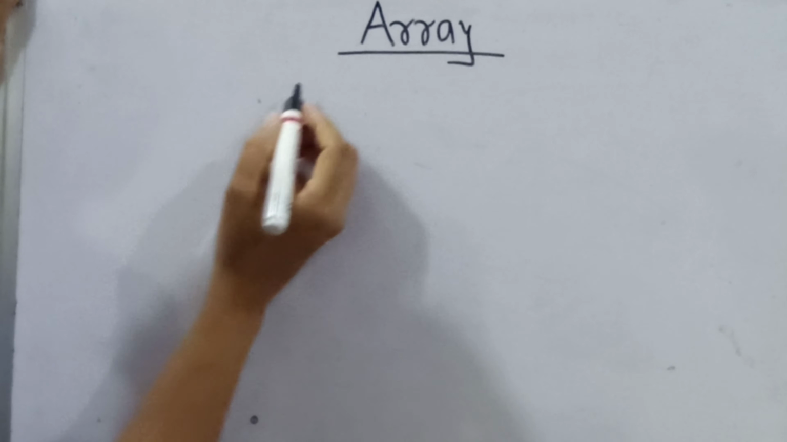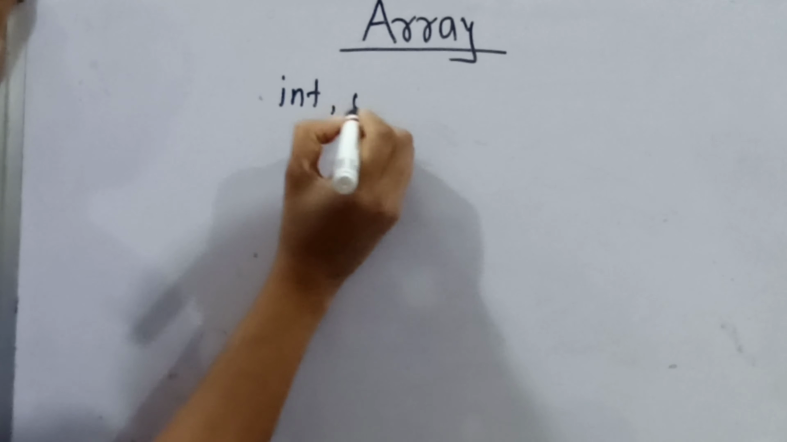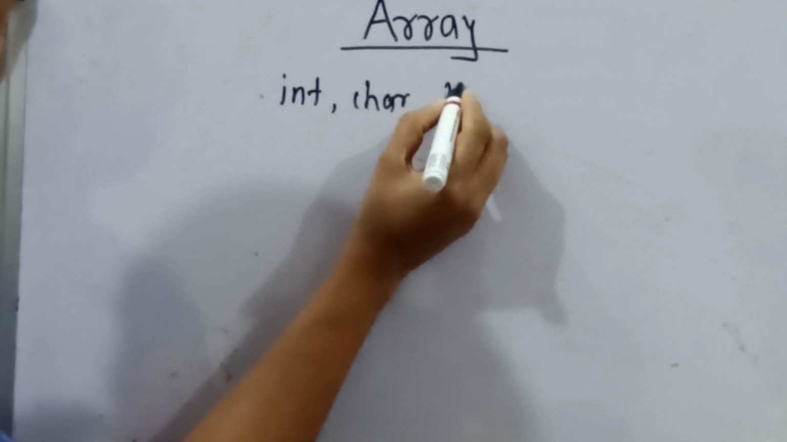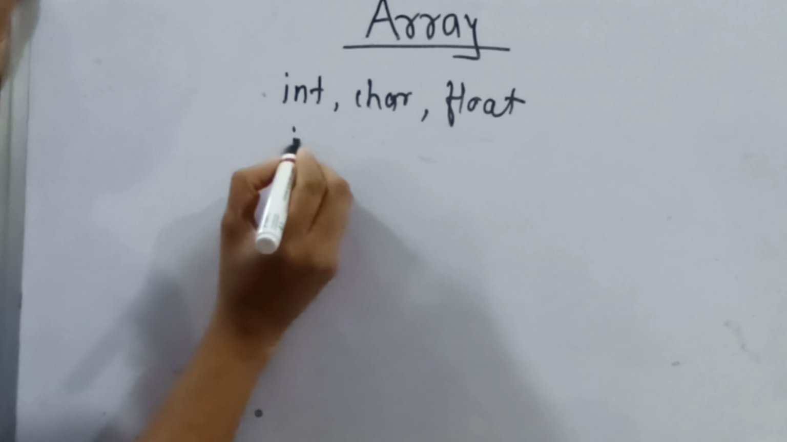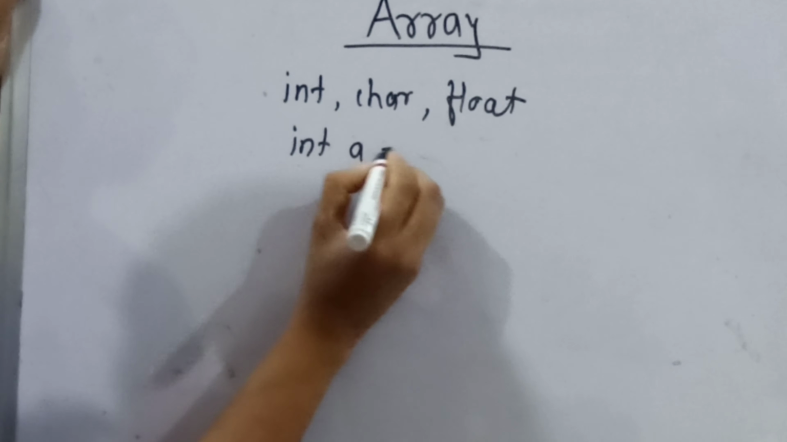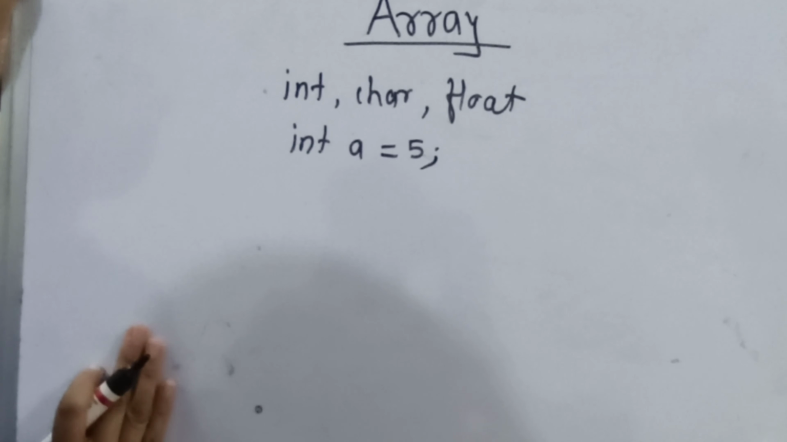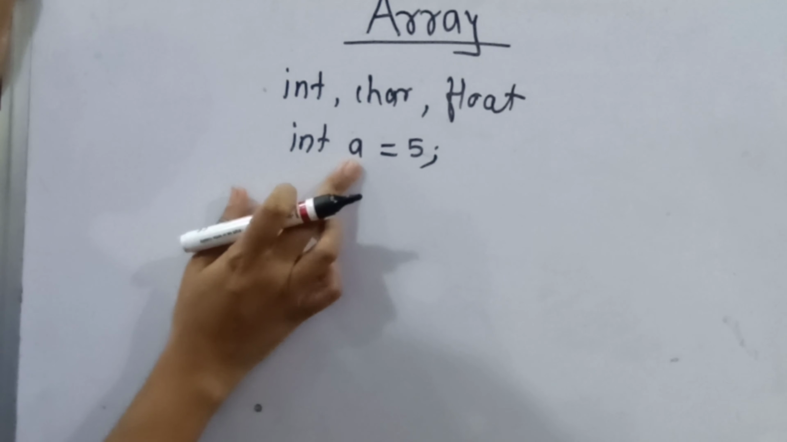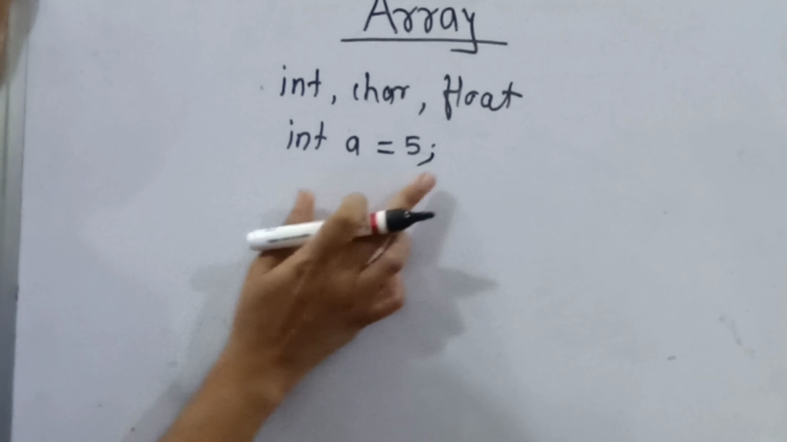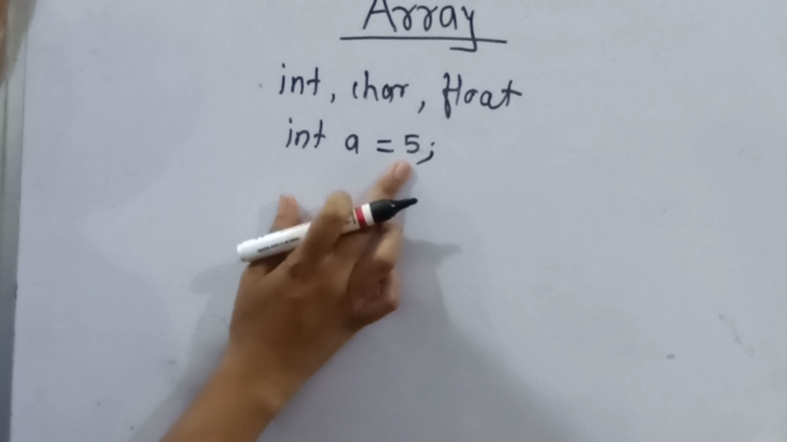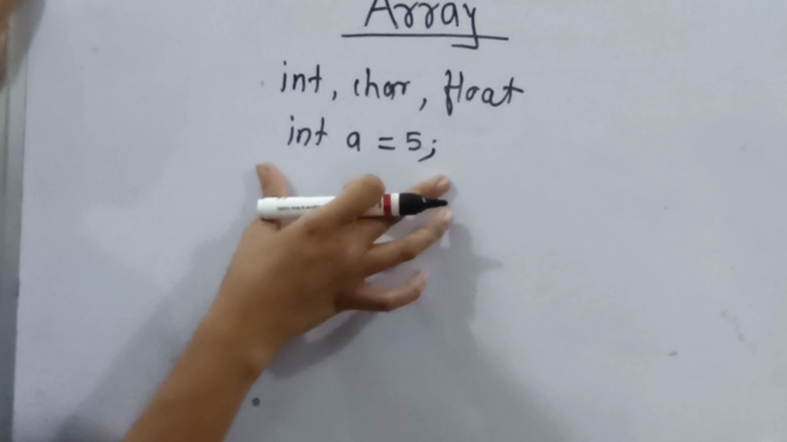So you are all aware about the primitive data types like integer, character and float. Whenever I am writing, suppose, integer a is equal to 5, then at that time this a is nothing but a variable which is of type integer and which is going to contain the value 5. So first we will see how this variable is stored in the memory.